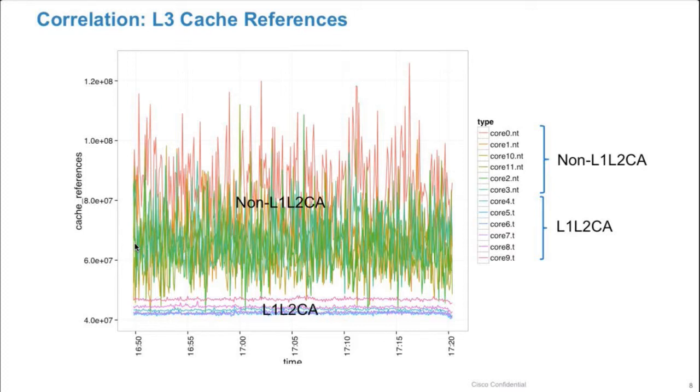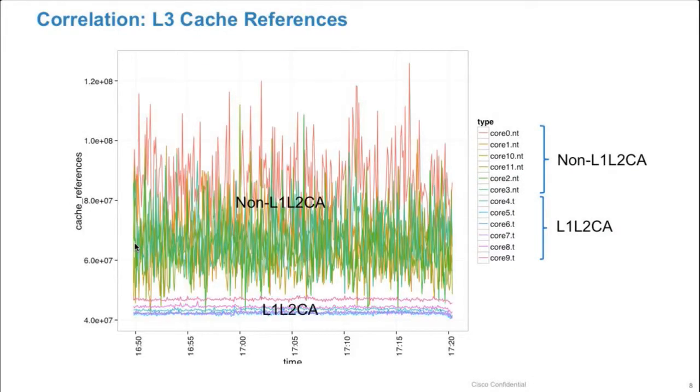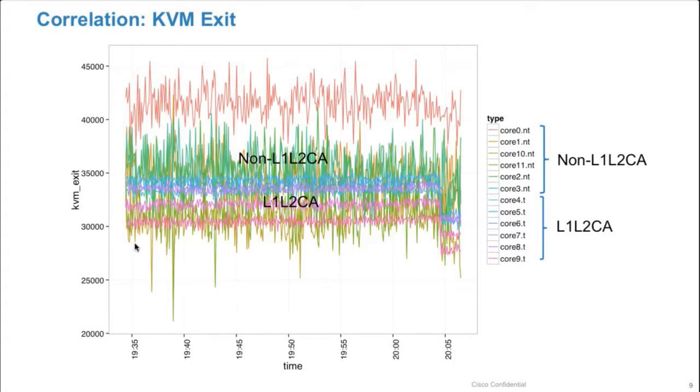So you make layer 3 cache references because the core basically misses the layer 1 or layer 2 cache references, right? So again, you can see the number is much lower. You also see it's very smooth, right? But look at the top. The variability is so much higher than the cores where the workload ran with layer 1, layer 2 cache affinity, okay? Now, if you correlate that to KVM entry exit, again, look, lower and also very smooth.